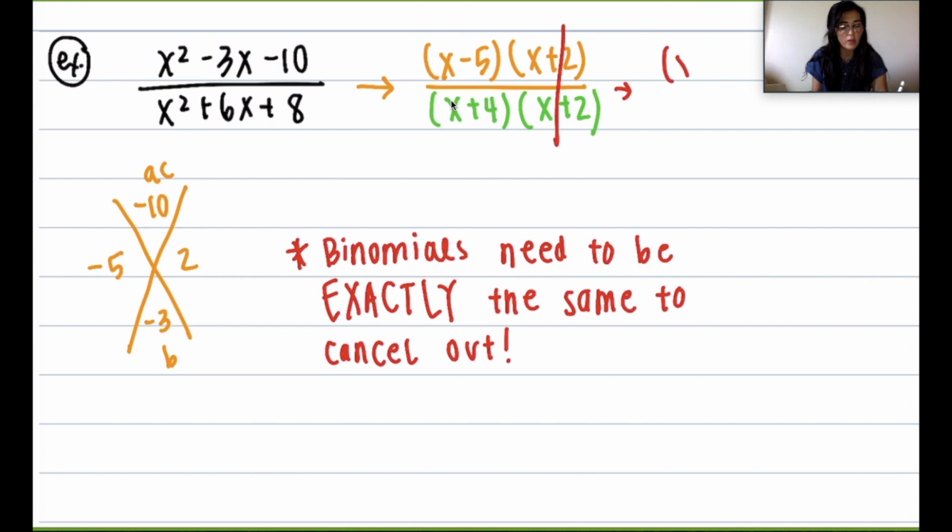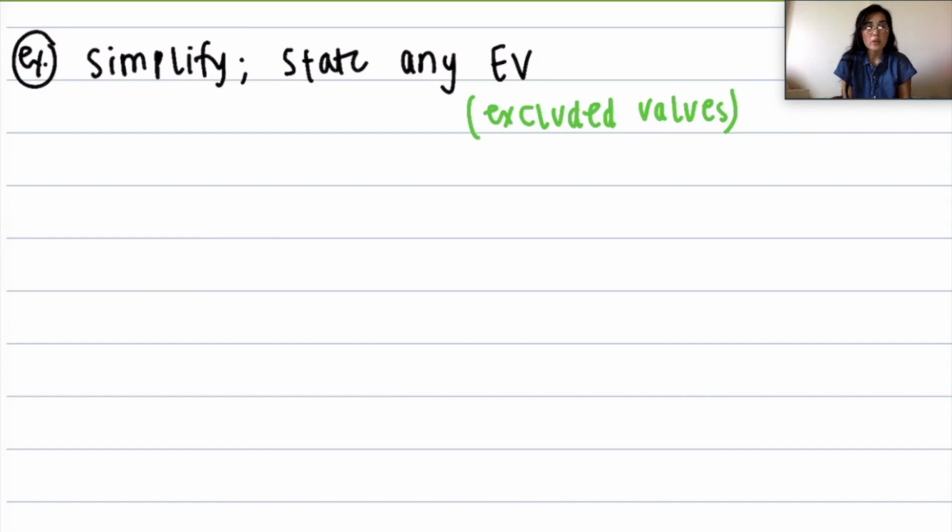What that will leave you then with in simplified term is going to be x minus 5 over x plus 4. And that will be your final answer there. Let's go ahead and take a look at one last example together then. Same thing, we're looking to simplify our expression.